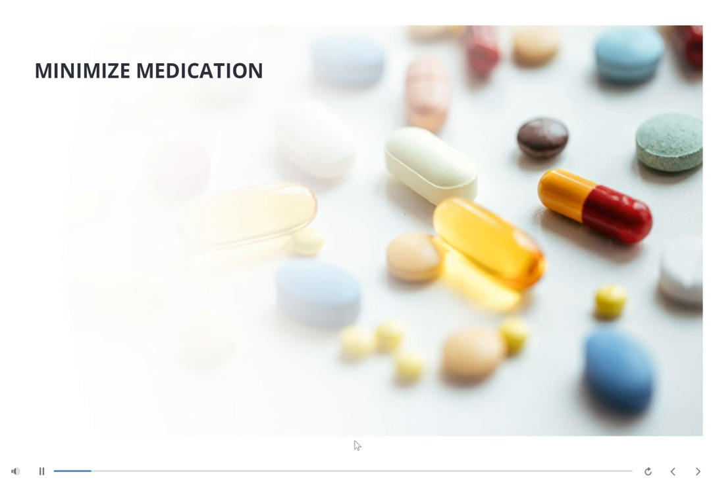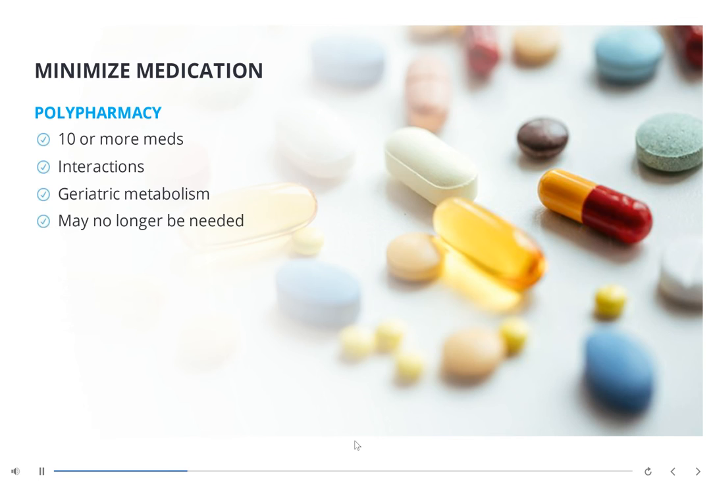Sometimes we see older adults who are taking 10 or more medications, called polypharmacy. These medications may be needed and working, or they may need to be reviewed and reduced or eliminated. This is because of interactions between medications that may cause adverse side effects. Also, older adults do not metabolize and detox medication effectively.